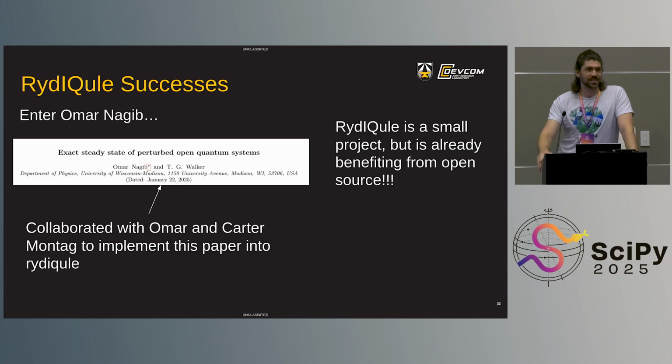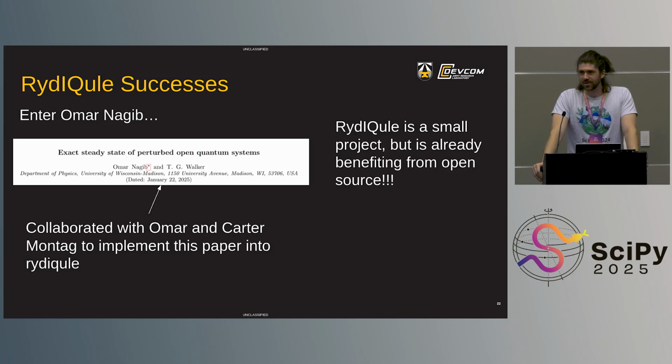This is another success that's very, very recent. We were contacted by a postdoc named Omar at University of Wisconsin-Madison, working in Thad Walker's lab. And he wrote this paper, hot off the press, about 6 or 8 months ago, that had this cool analytic method to exactly solve over a single parameter dimension that we had.